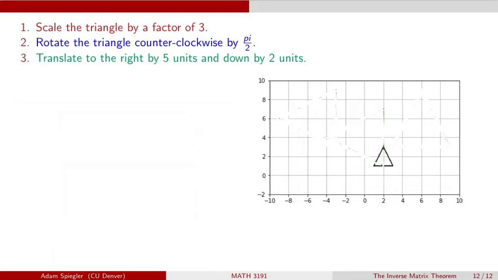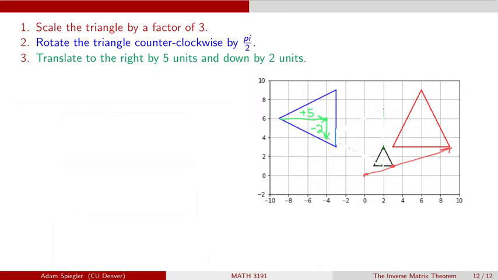of those three matrices. So if we were to first scale the triangle by a factor of 3, that would give us this triangle that we have in red. Okay, next we rotate this counterclockwise by 90 degrees, by pi over 2. So that takes this triangle that we had in red, and now it gets rotated 90 degrees over here to this blue triangle.